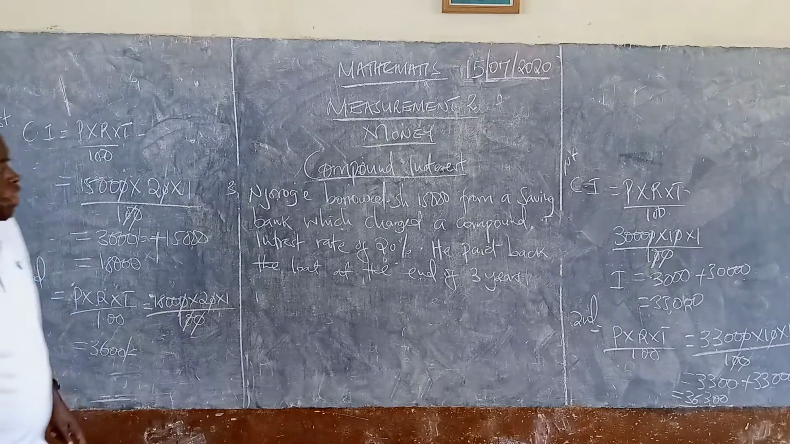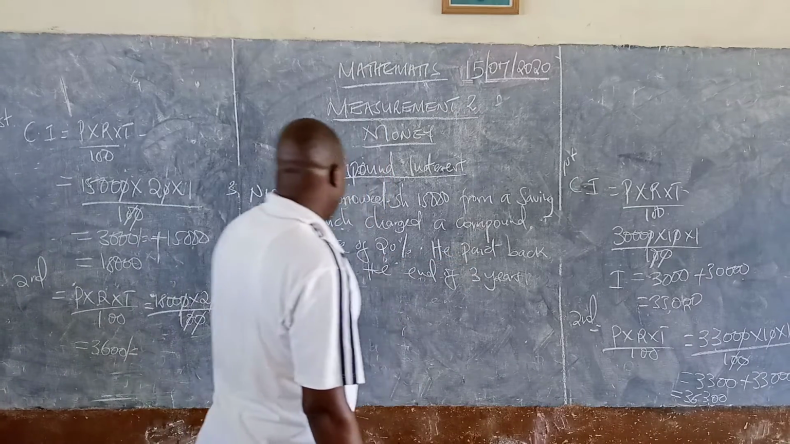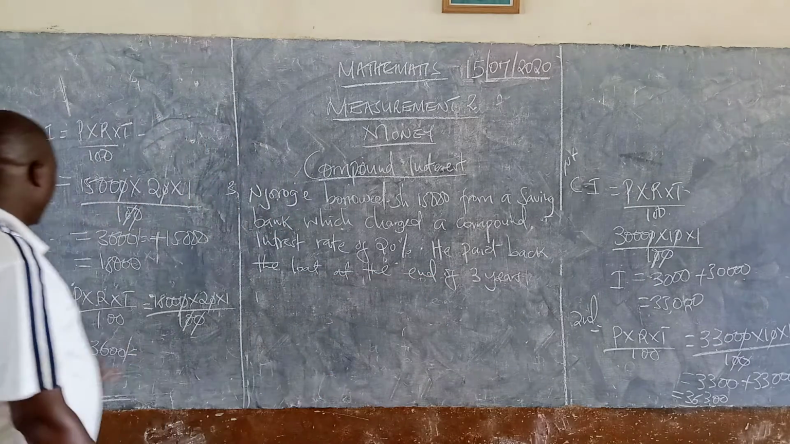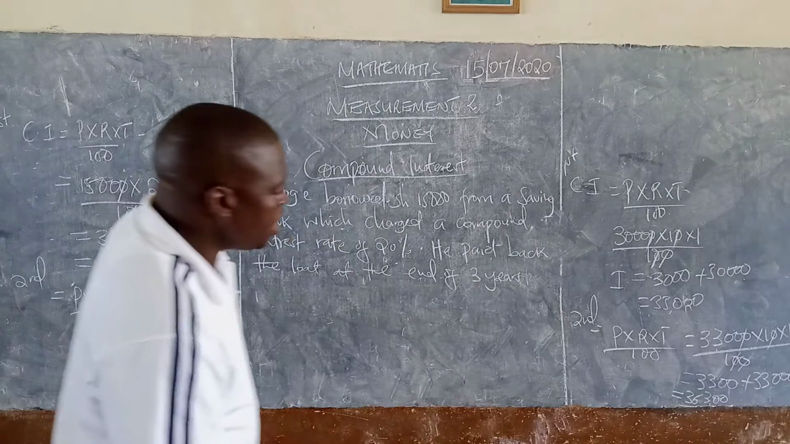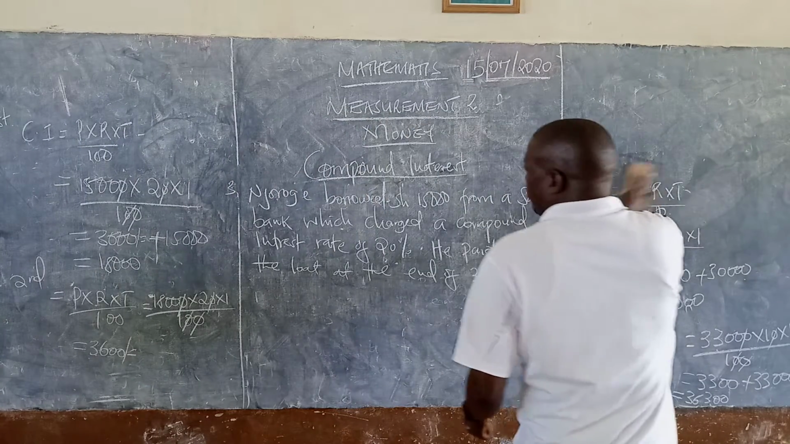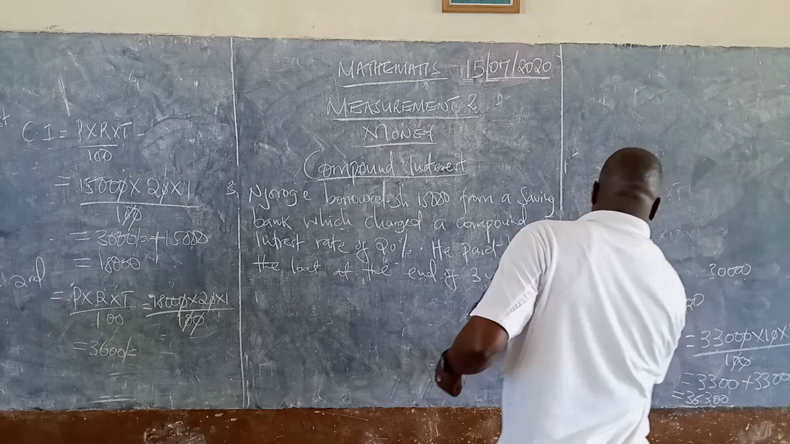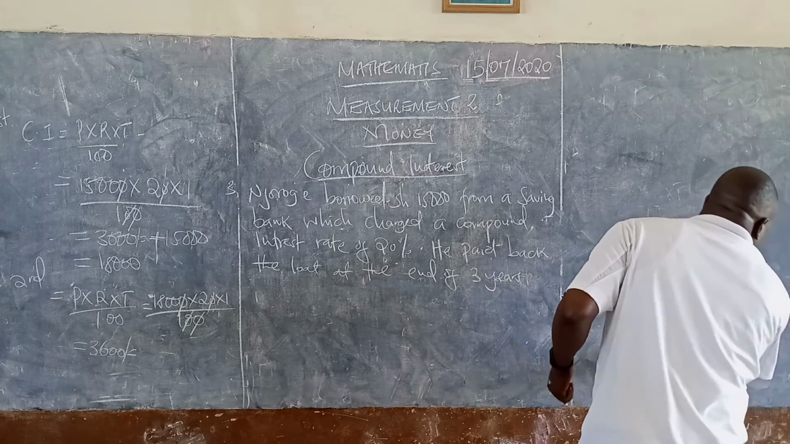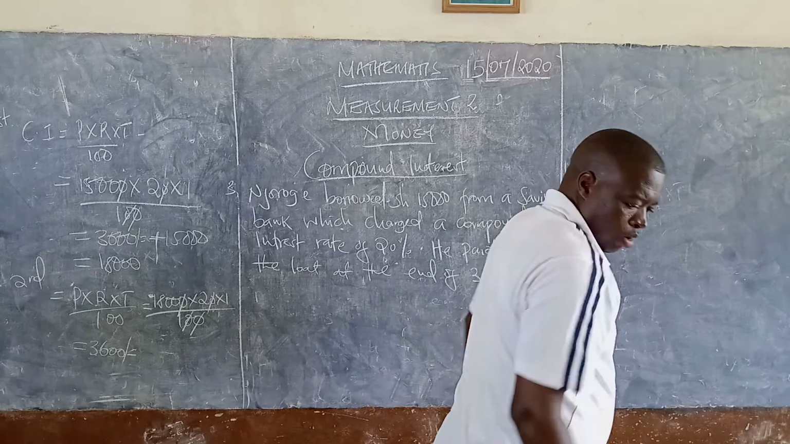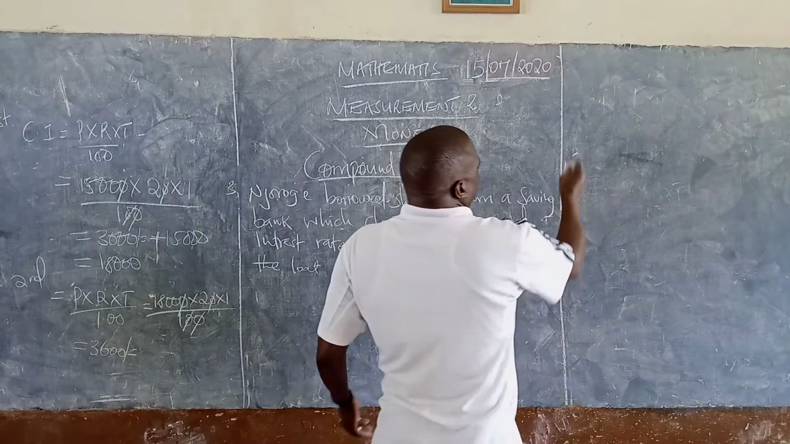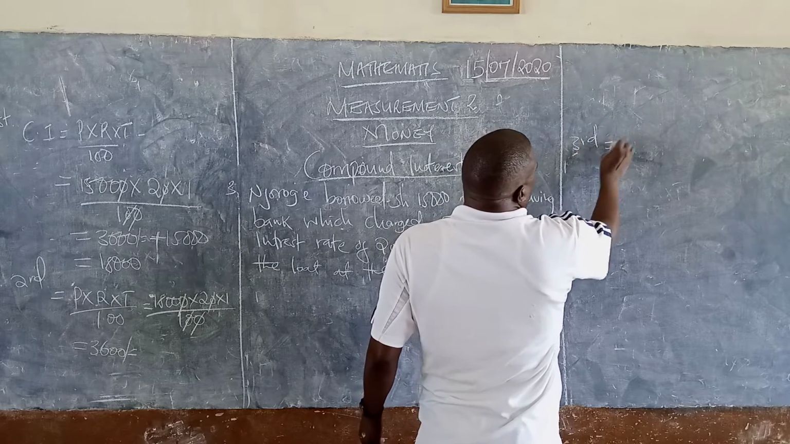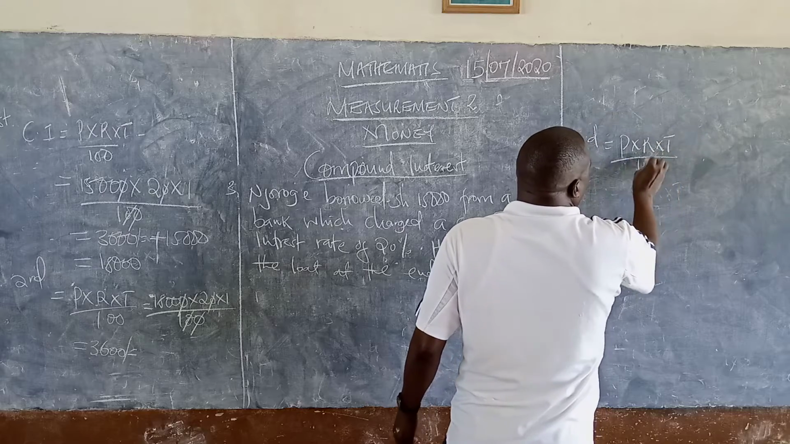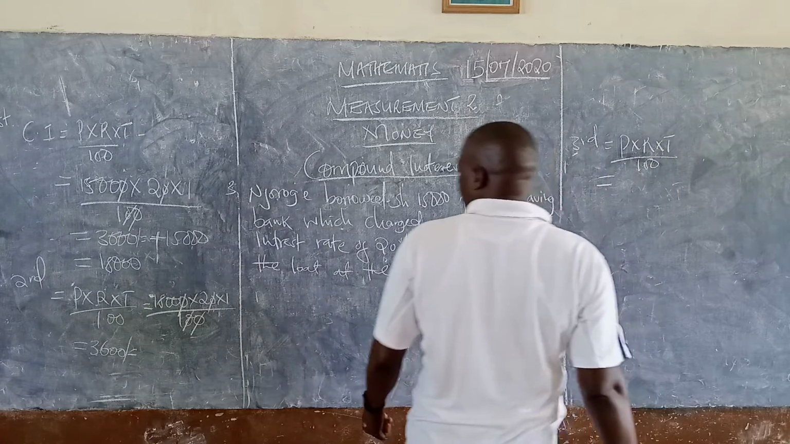Now, let's go back to the question. He paid back the loan at the end of the 3 years, so we still have 1 year to go. Now, for the third year, we use P times R times T over 100. Our principal has now changed.